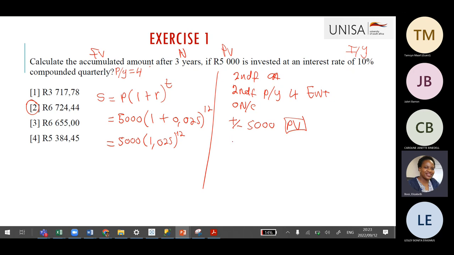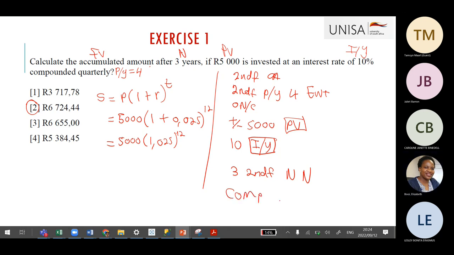Let's start with the interest. Interest is 10. So you will press 10 and press I/Y. Remember, as you see it, 10 is 10. You don't divide it by 100. You just put it as it is. And the period is 3 years. You put the 3, you press second function, and then press N, N twice, because you need to press N twice, right? And when you are done, you say comp FV, and the answer should be the same as 6,724.44.